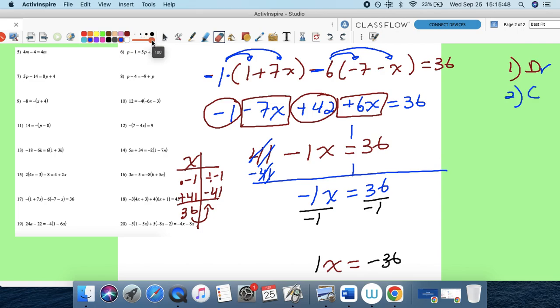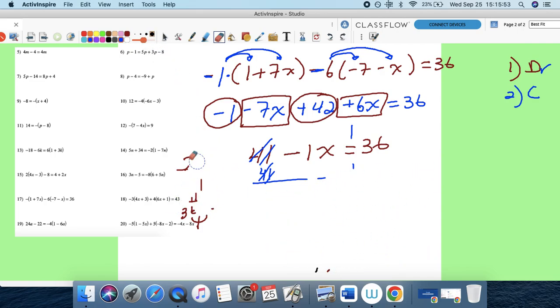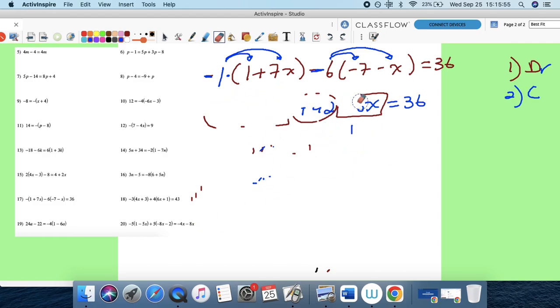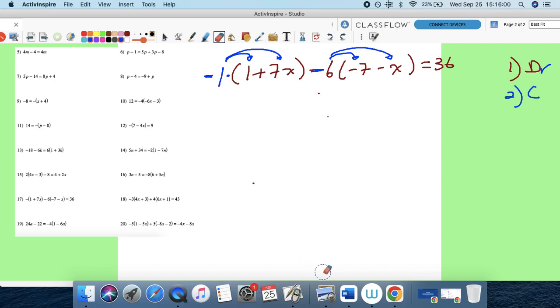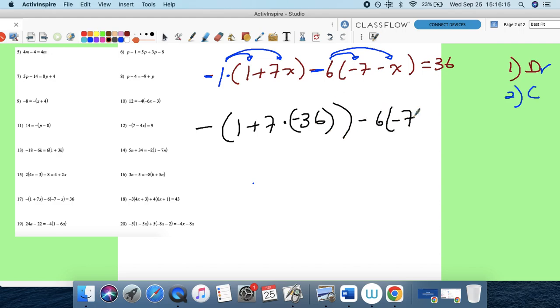Let me erase this. Just keep in mind that the answer is negative 36. So I'm going to rewrite the original equation, and everywhere I see x, I'm going to replace it with negative 36. So negative 1 plus 7 times negative 36, which I'm going to put in parentheses, minus 6 times negative 7 minus negative 36. And all that should give me 36.